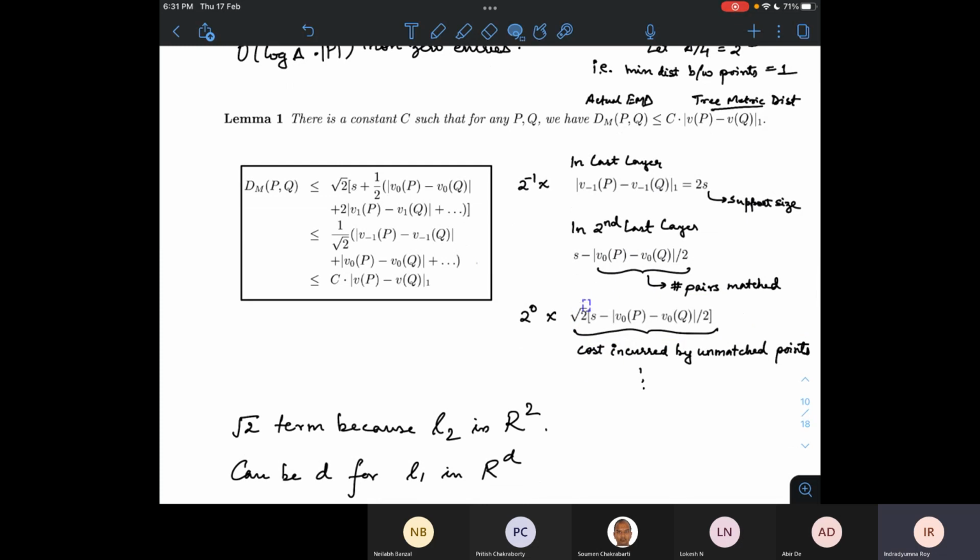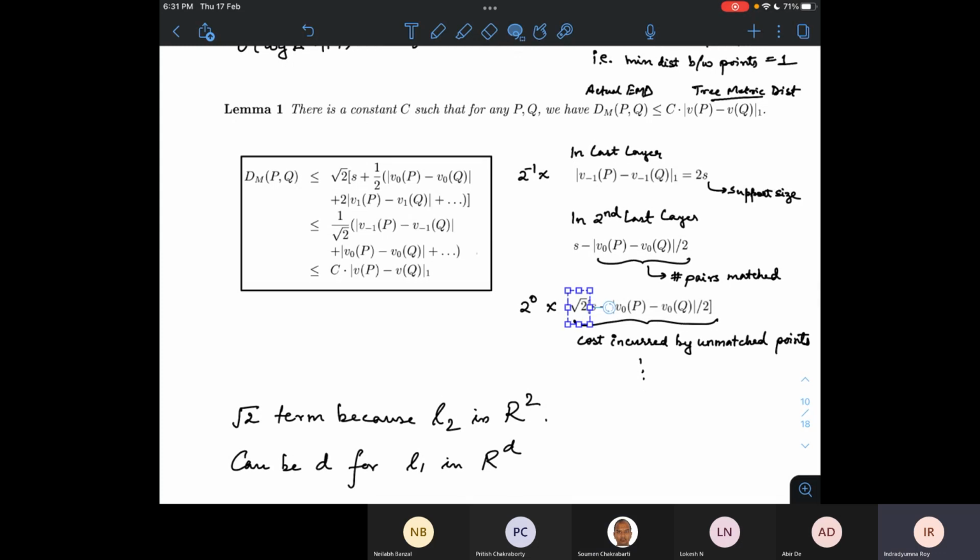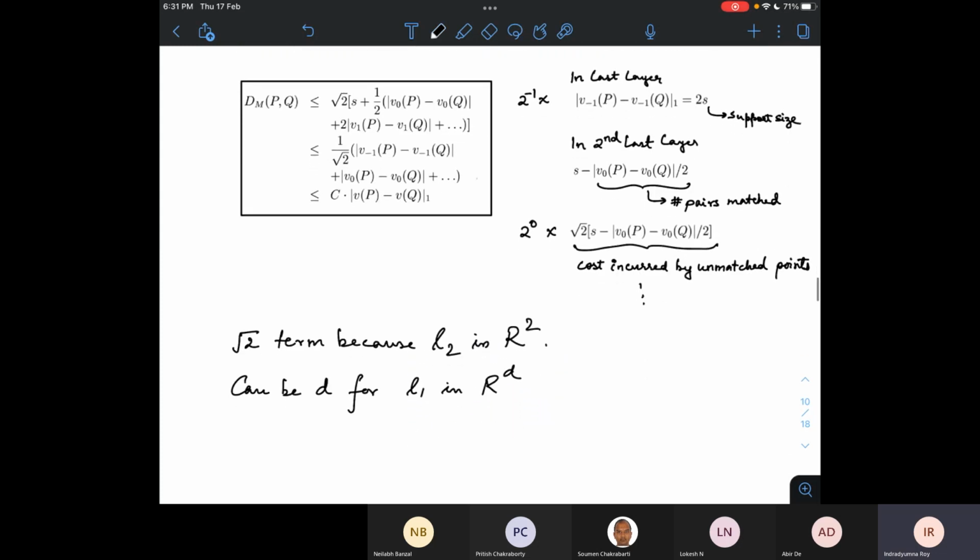So now here you see there is a square root of 2 term. Why is that? Basically because the original quadtree paper was in L2 in R2. So this is just an upper bound approximation. If there are 2 points in this grid and the side length is, let's say, delta, then no matter what the distance is, they assume the worst case and take a square root of 2 times delta distance, right?